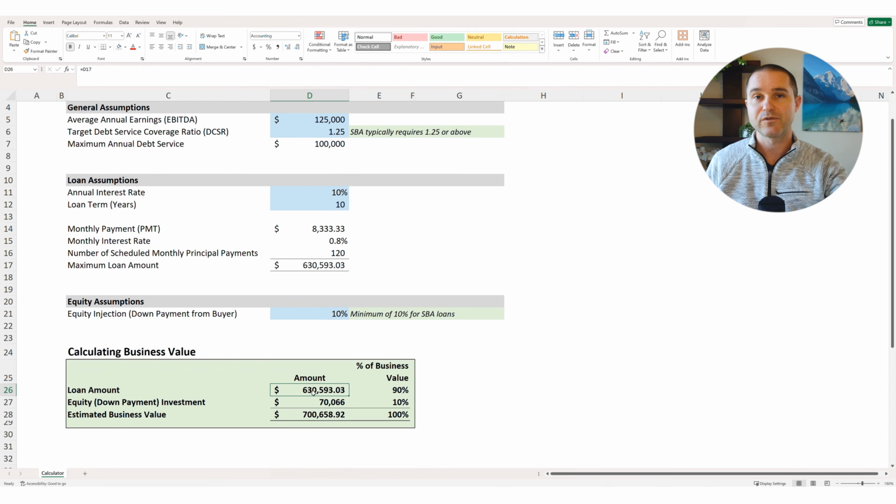So what are they actually providing to you as the seller? They're giving you what's left over. They're giving you the $600,000 plus the $70,000. So now your estimated business value is $670,000.